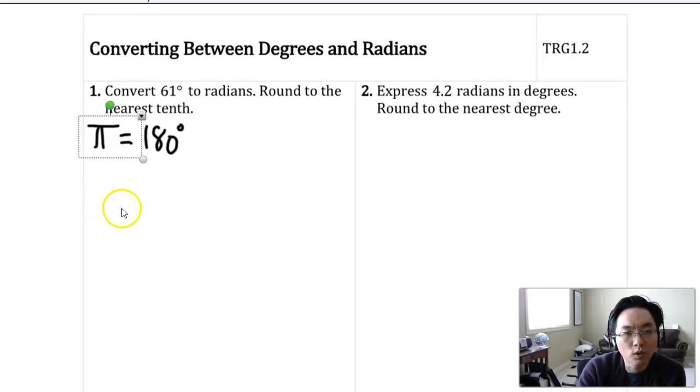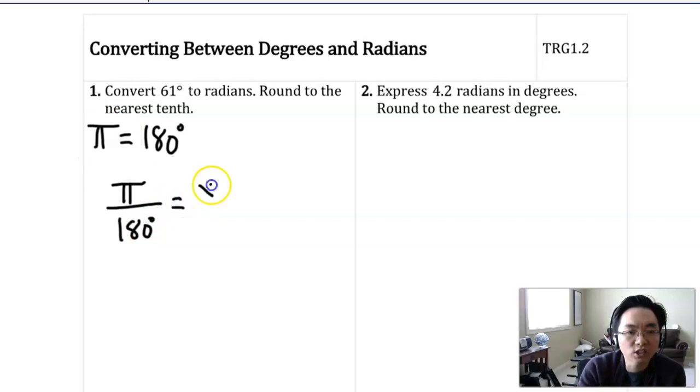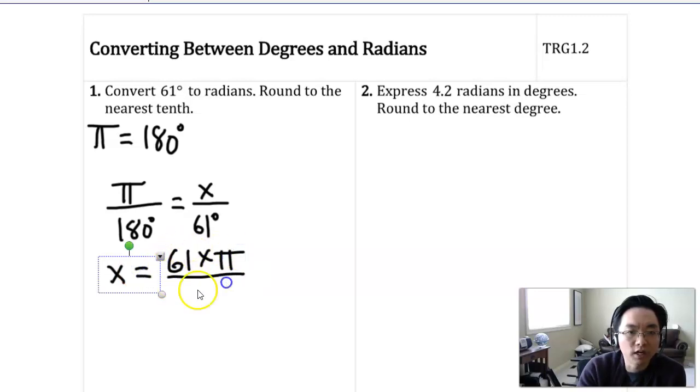So question number 1 says convert 61 degrees to radians and then round to the nearest tenth. So what we can do is simply set it up as pi radians is equal to 180 degrees. Therefore, we'll say x radians is equal to 61 degrees. And really what we have here is a proportion that we can easily solve by multiplying both sides by 61. So x is equal to 61 times pi divided by 180.